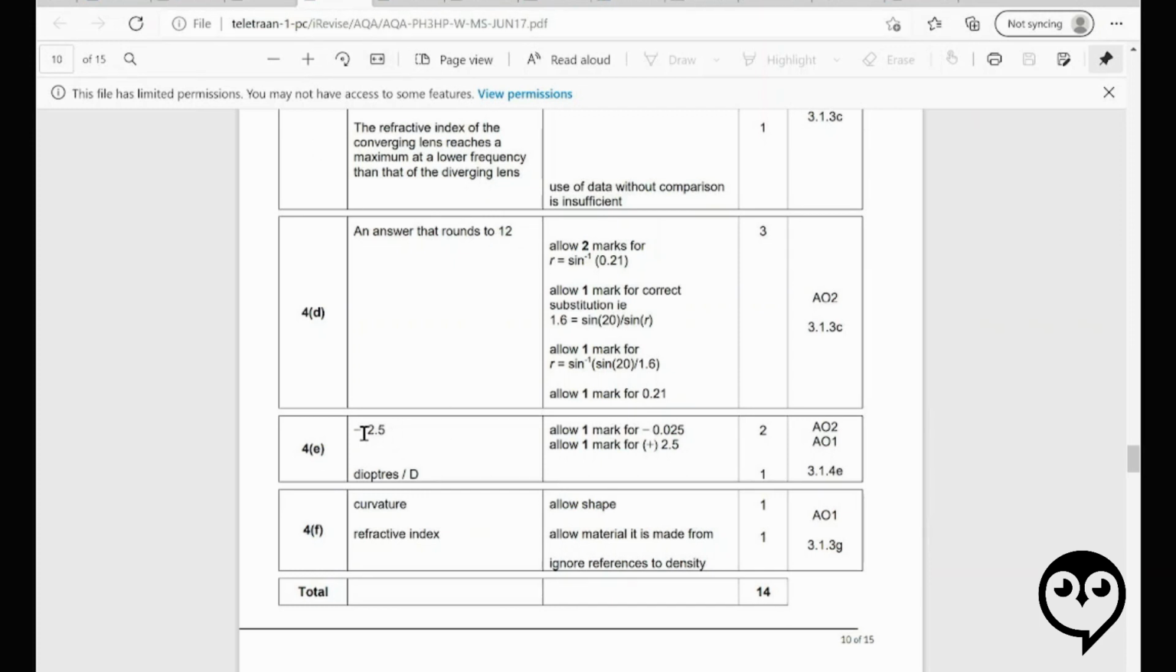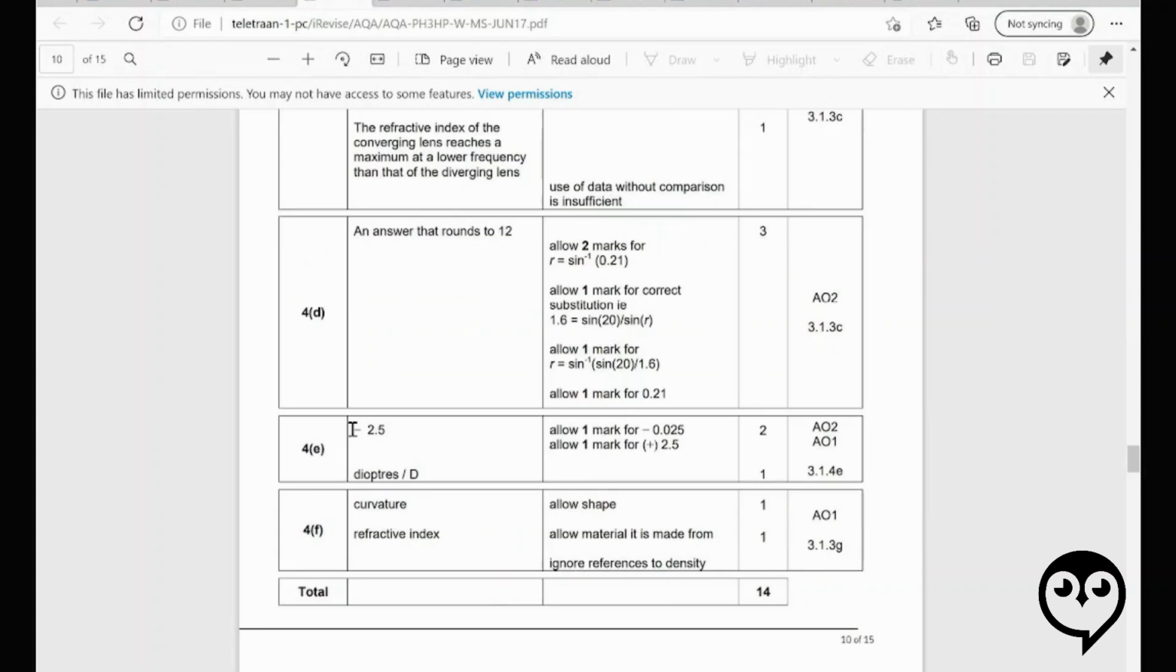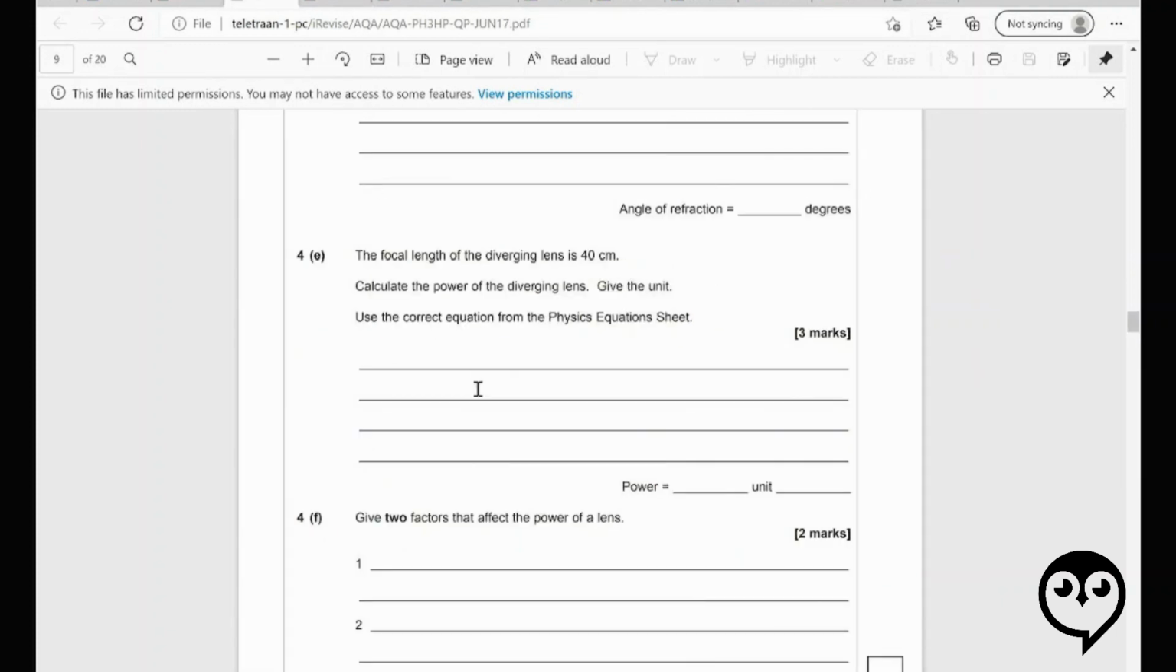The answer is negative 2.5. One mark for plus 2.5 if you wrote that, and 1 mark if you wrote 0.02 if you didn't do your unit correction. The unit is diopters, so you got a mark. Oh, that's a 3 mark one. It says give the unit, so give it. The unit is diopters.